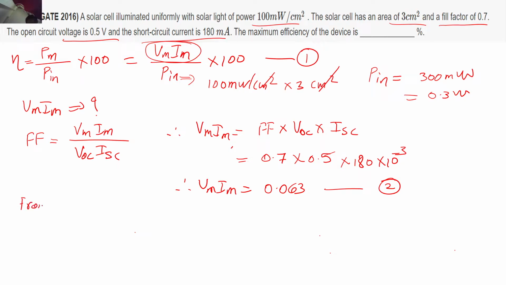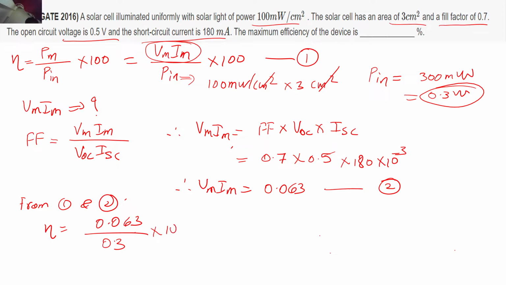So from 1 and 2, eta will be 0.063 and the power incident we have already calculated, 0.3 watts. So this is 0.3 into 100. If you just calculate it, it's very simple. It's going to come out to be around 21%. So this is your final answer, and this was an easy question. You guys helped me in solving the question.